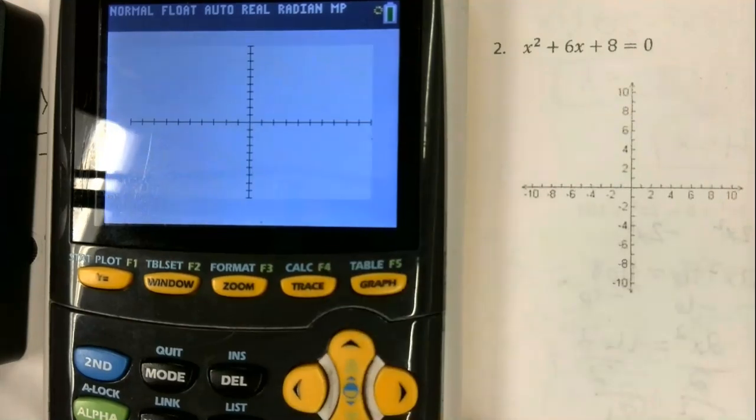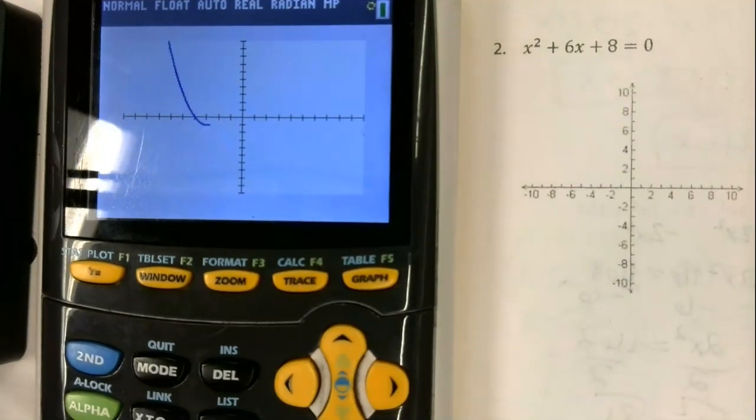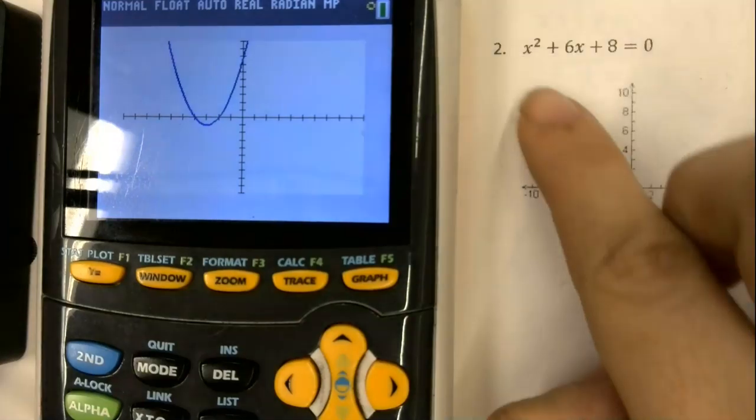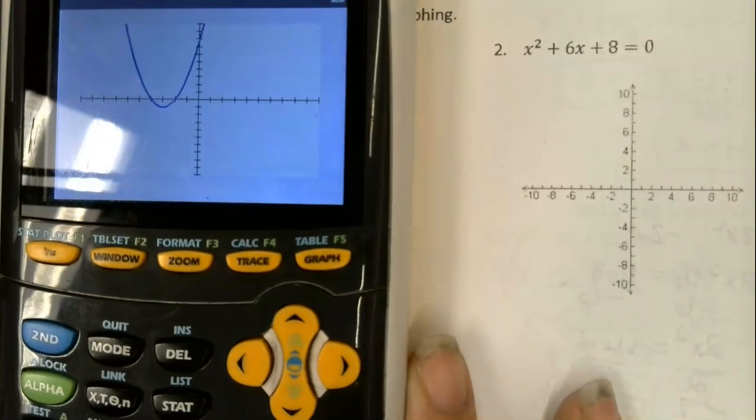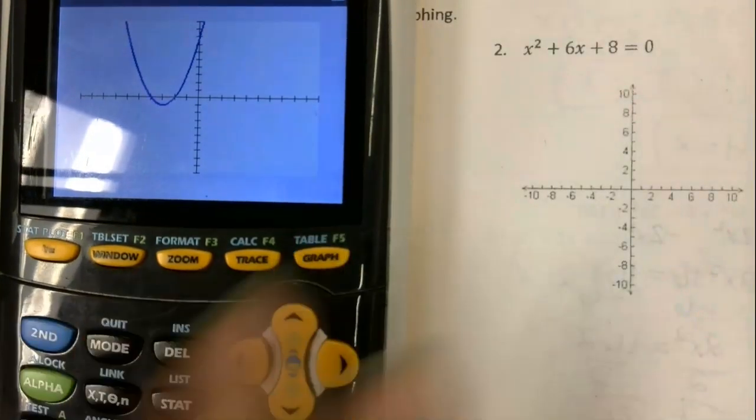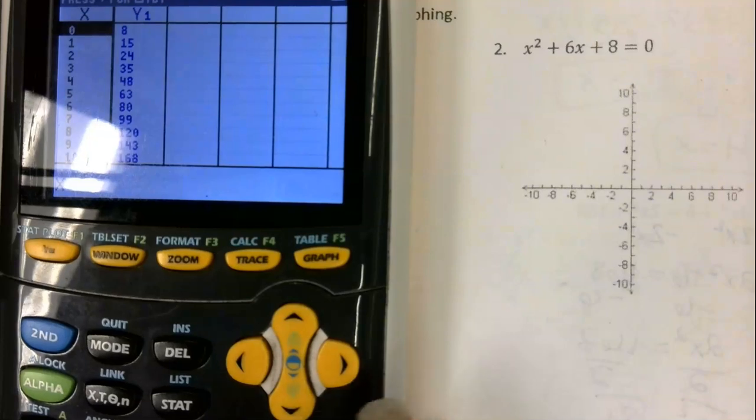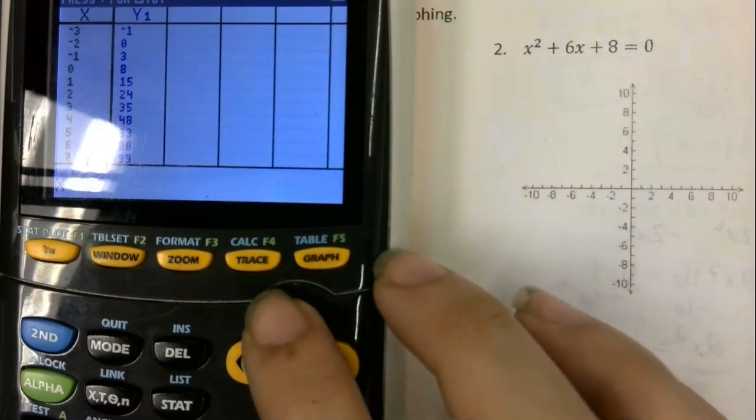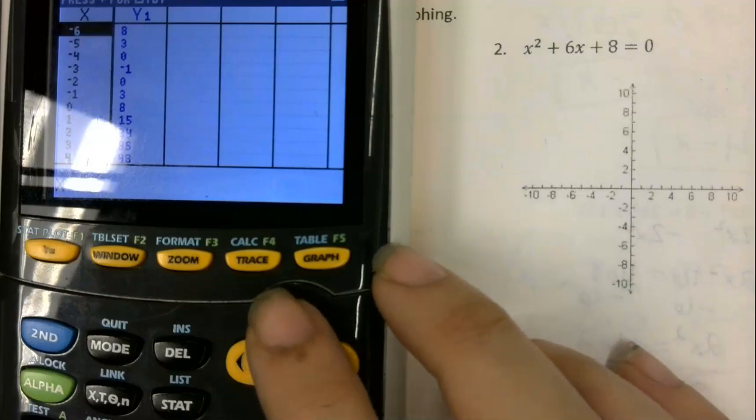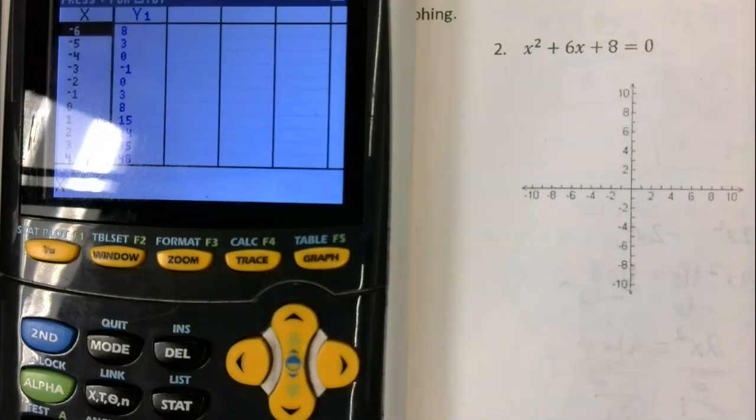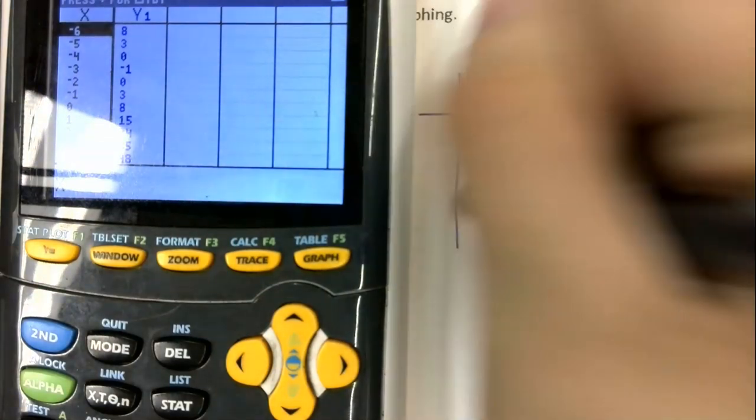I graph it. The equals 0 part comes later for when I need to know what my answers are to the graph. So I can look, and my graph, when I graph it, should be over here. Now, to get my data points, I go second graph, and it'll take me to a table of values. Remember, it was mostly on the left side, so I need negative x values. So if I scroll, I can see I have some negative x values. So I'm going to write my table of values.